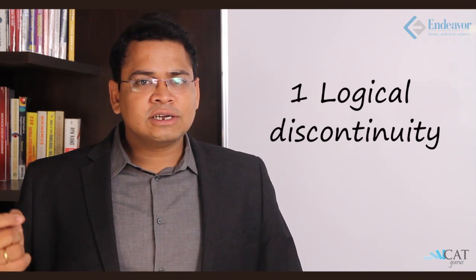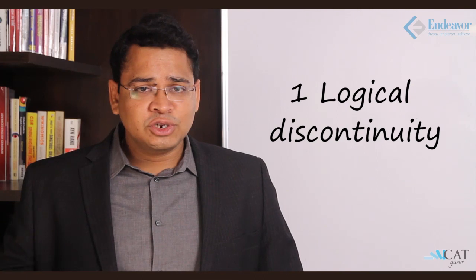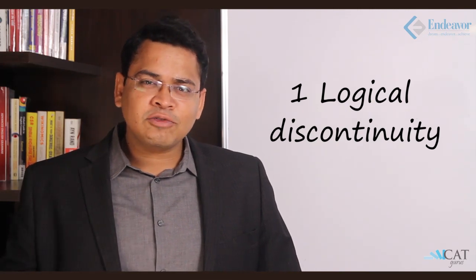One new pattern type found in the last 2 online CATs was logical discontinuity. It was easy, but it was new, and therefore there was an audience which did find it challenging. Logical discontinuity had 4 sentences, out of which we had to find the one sentence which does not fit into the coherence when the remaining 3 are put in the form of a paragraph.